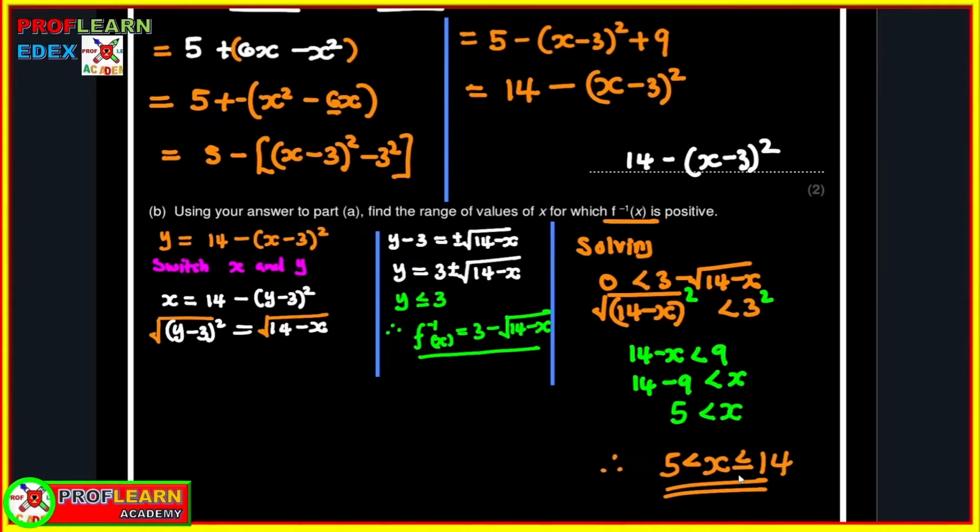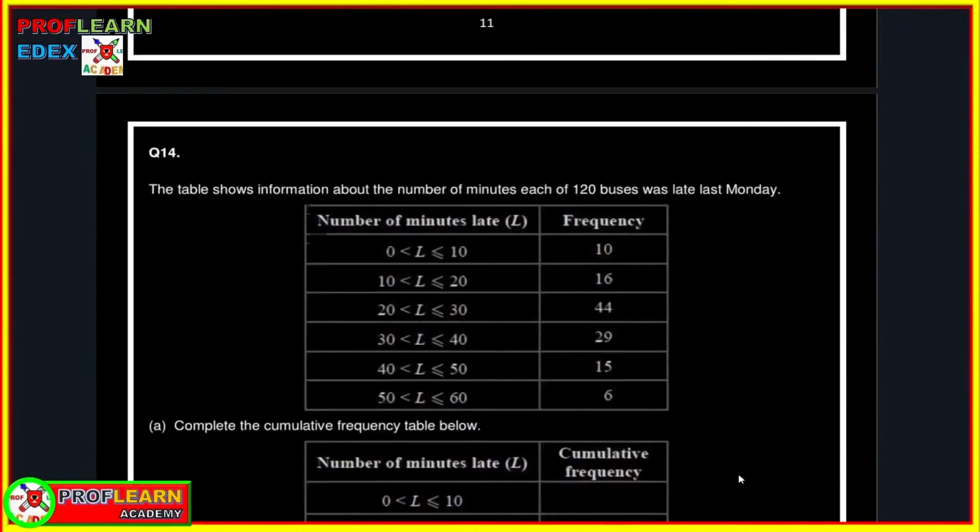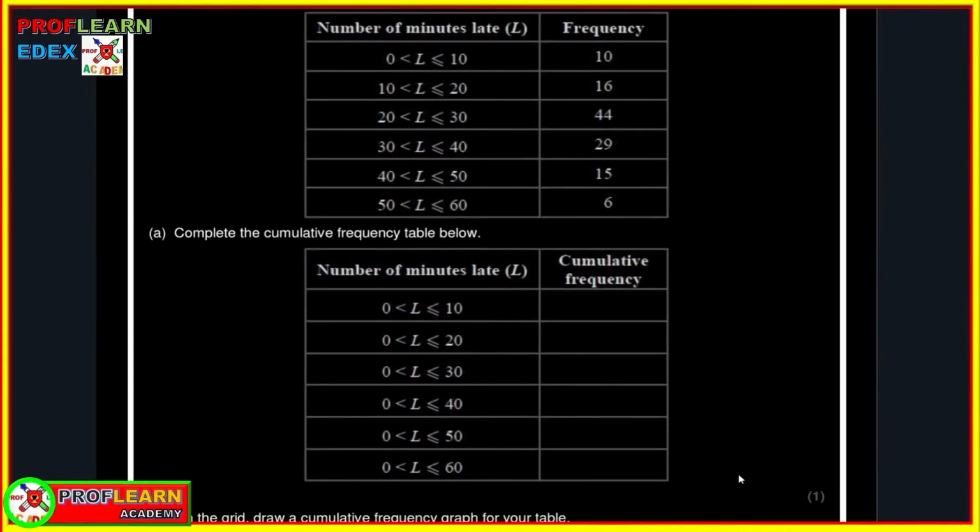Right, moving to the next question, let's see what we are told. We are given a table of values. We're supposed to fill in the cumulative frequency. Remember, to complete the cumulative frequency table here, we start with 10, then 10 plus 16 will be 26, right?